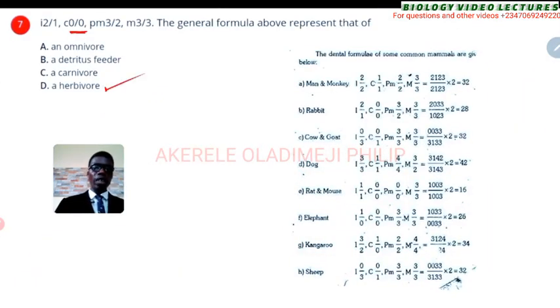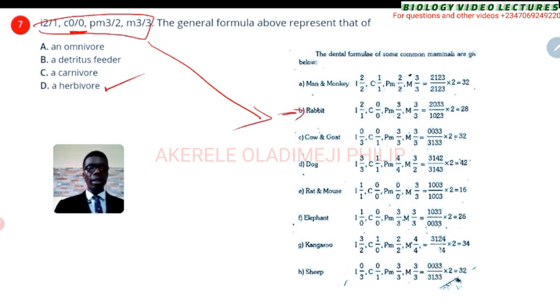For example, let me go back there. I have to show you something. If you look at this and compare to what we have here, what organism do you think has this? From what you have here, has two up and has nothing down. That's going to be your rabbit. If you look closely, that's the rabbit. All right.